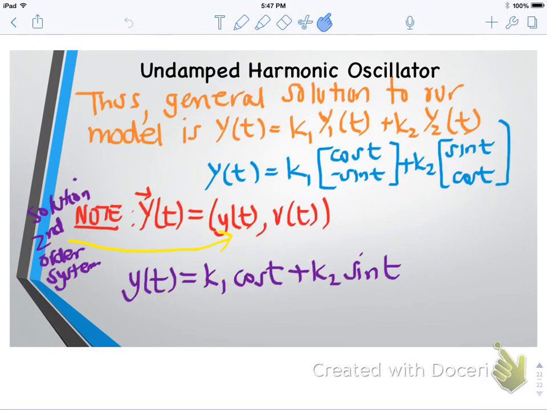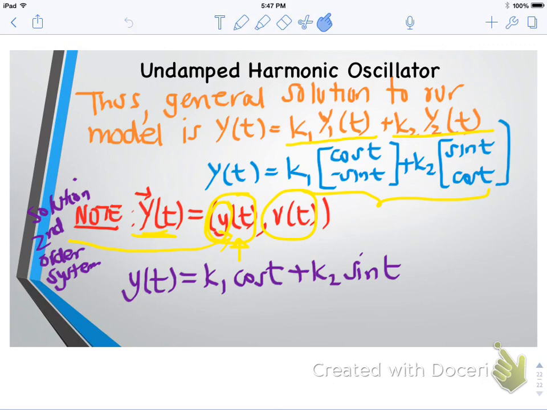So thus, the general solution to our model is Y of t equals k sub 1 times Y sub 1 of t plus k sub 2 times Y sub 2 of t, which, if we put in those values, equals that. Now, here's the thing that's interesting. Remember, at the end of the day, what are we trying to answer? We're trying to find y. It's little y. We're trying to find our function. And just keep in mind, this vector, big Y, is composed of two functions, y of t and v of t. Our concern was only y.